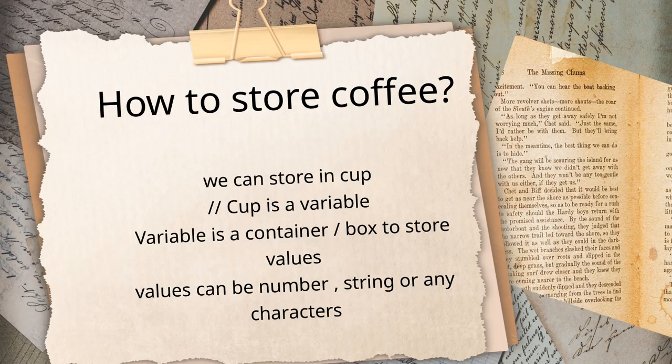These values, or the things we store inside our variables, can be numbers, text, or any characters you can think of. The key idea here is that variables help us organize and manage data efficiently, just like how a cup holds your coffee. This concept is fundamental because it allows us to work with different types of data in a flexible and organized way, which is essential as we build more complex programs.